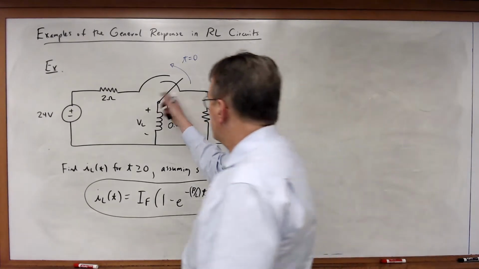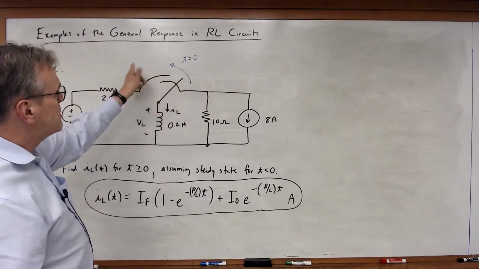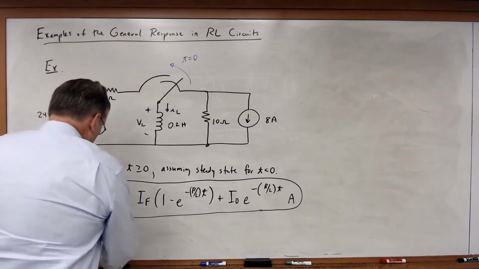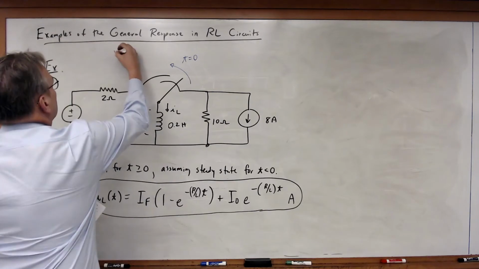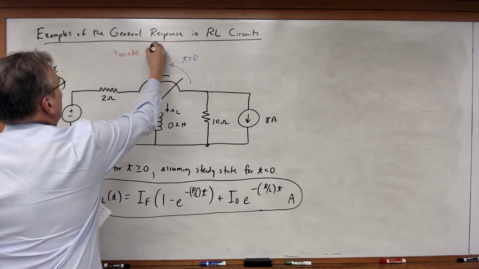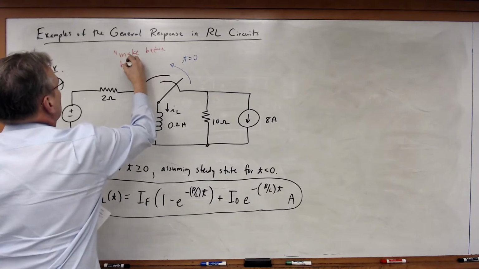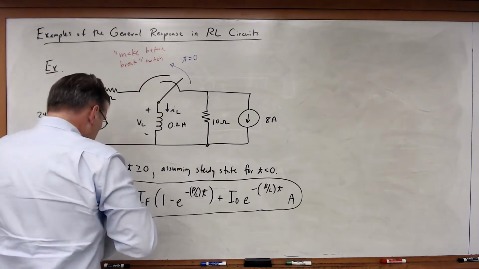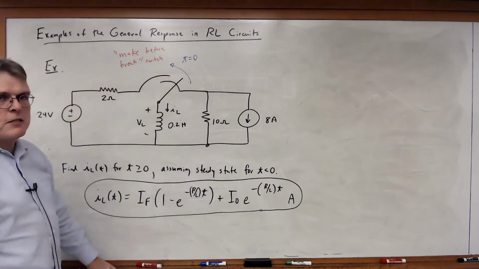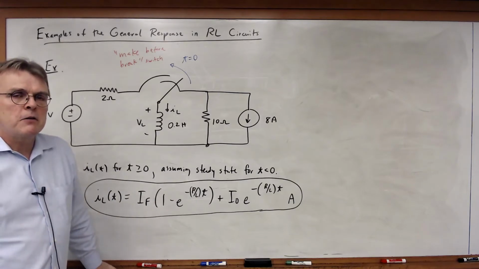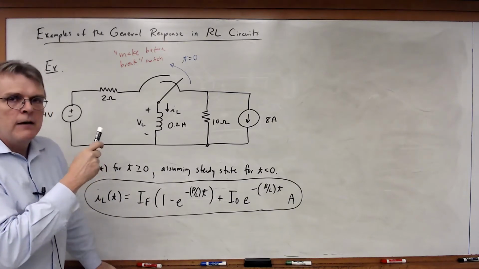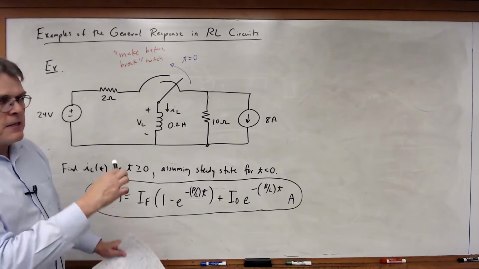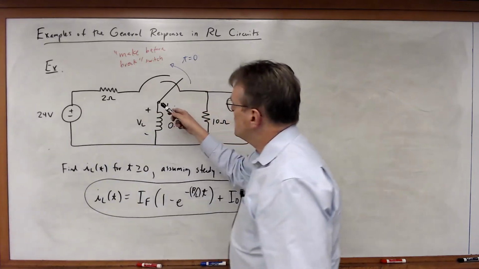Now, in this case, I've got a switch that's going to flip over from this position to this position at time t equals 0. And notice how I've drawn this switch. We give a name to this. This is called a make before break switch. Now, this isn't just something I drew for the sake of drawing it. I included this switch because it's a parallel to a real switch that people would use in industry.